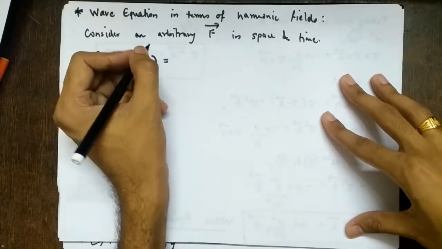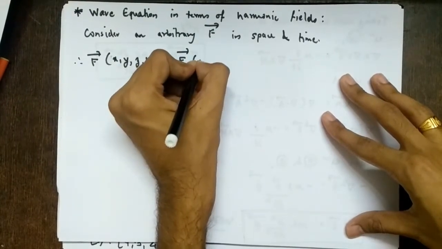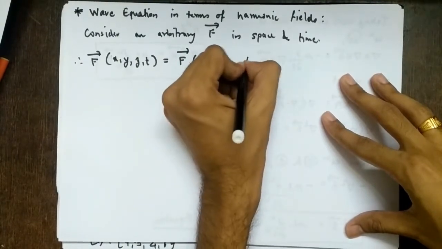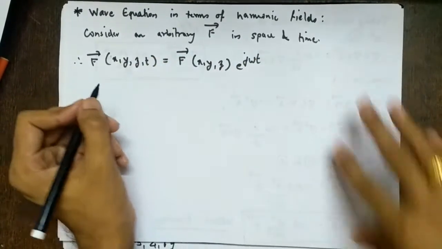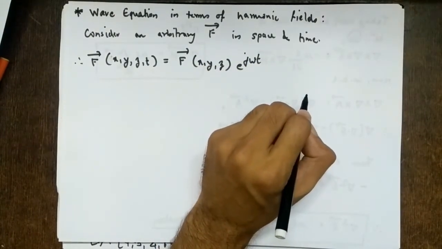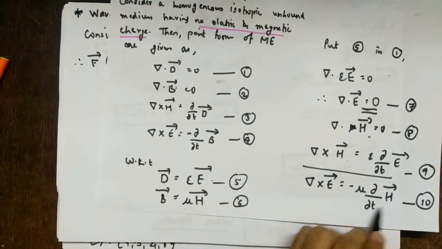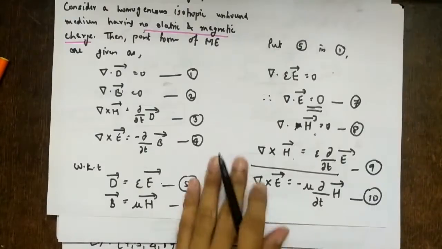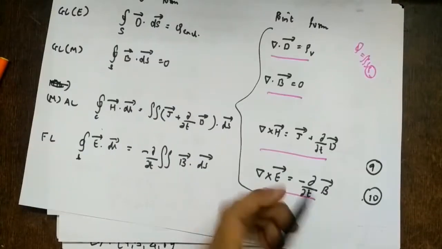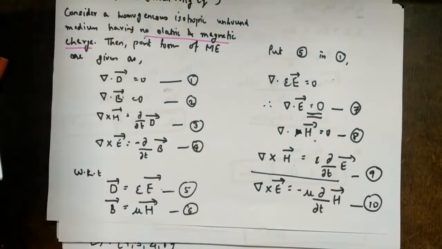will be equal to what? It is an F vector dependent on x, y, z, a function of x, y, z. I can write the t term explicitly as e raised to j omega t. Now you might ask, sir, how did you get e raised to j omega t? Do you see any time term here? No, right? But we have used time varying fields, right? So obviously time should be there.